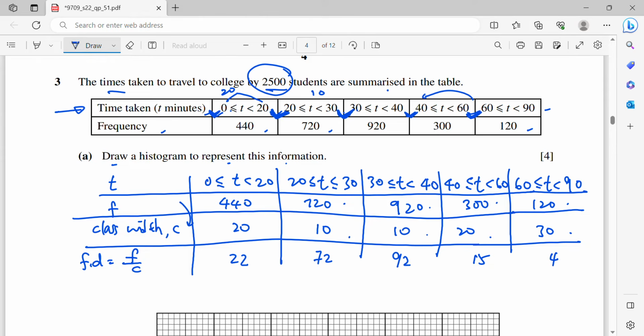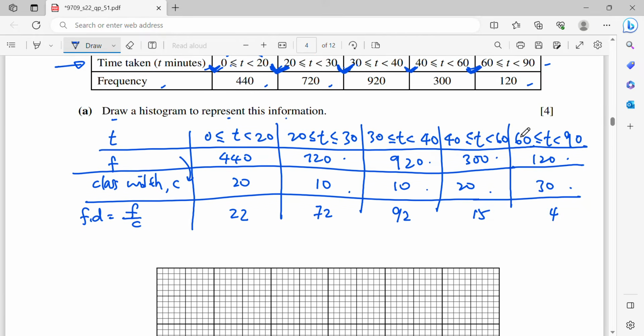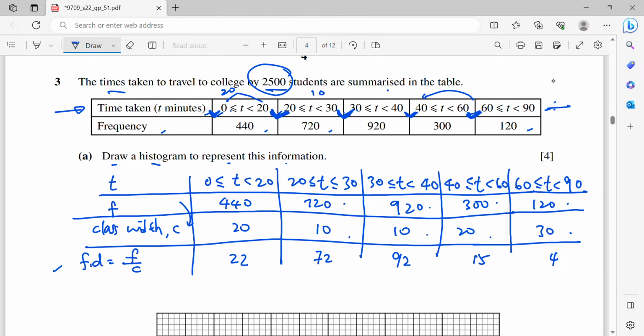Okay, so now we need to draw a histogram. So for a histogram, we need the frequency densities on the vertical axis and the class boundaries on the horizontal axis. So it means that my horizontal axis will be from 0 to 90. My vertical axis will be up to 92, so maybe up to 100.